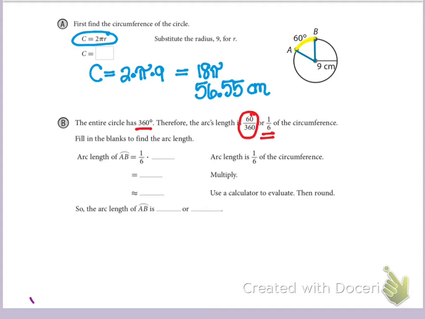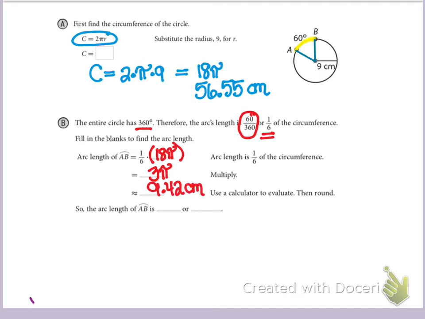So the arc length of AB would be 1/6 times that circumference that we already found. We could leave it as 18 pi and then approximate it later, or just say 1/6 of 56.55. So if I left it as 18 pi, which is the exact circumference, then 1/6 times 18 is 3, so that would be 3 pi, or approximately 9.424, so about 9.42 centimeters.